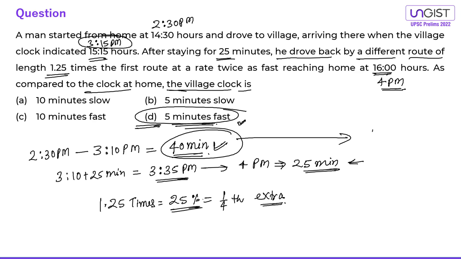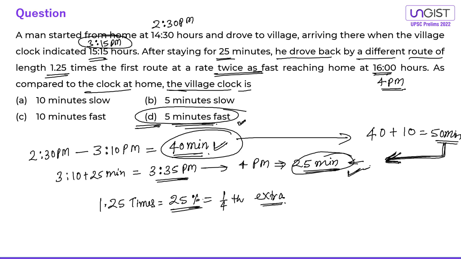1/4 of 40 minutes is 40/4, which is 10 minutes. So he should have taken 50 minutes for the downward or return journey if he maintained the same speed. But the question says his speed is double this time. If he doubles the speed, then time will be half. So half of 50 minutes is 25 minutes. So this data gets matched, which means this answer is correct. The village clock is 5 minutes faster than the actual time.